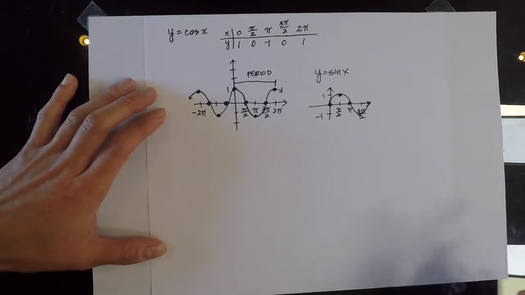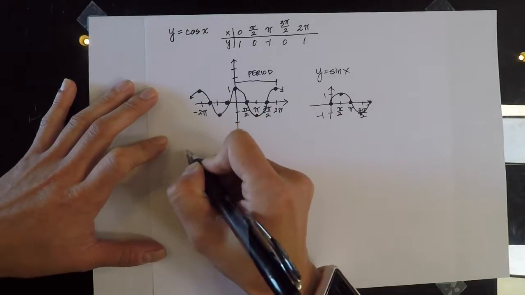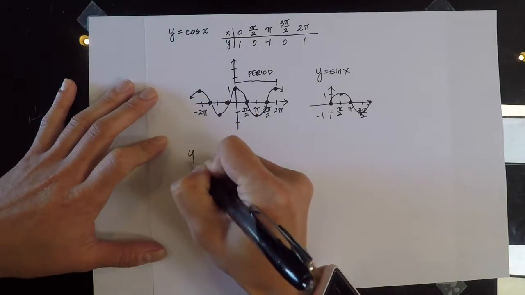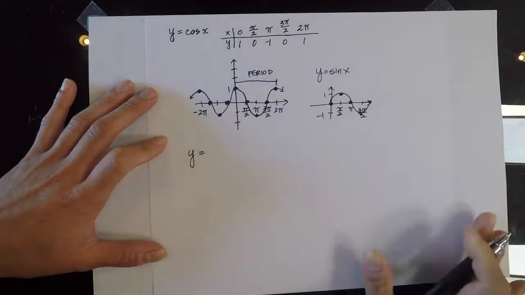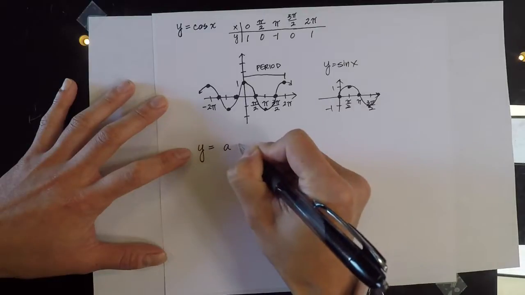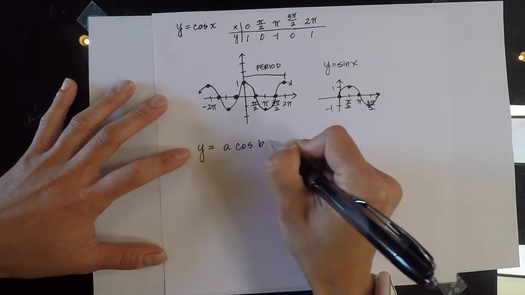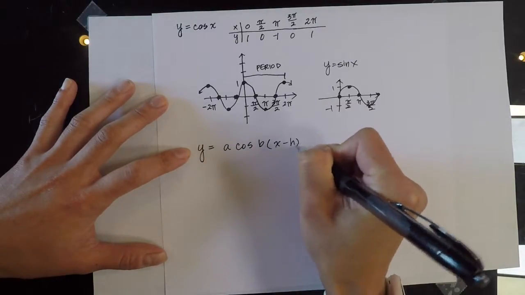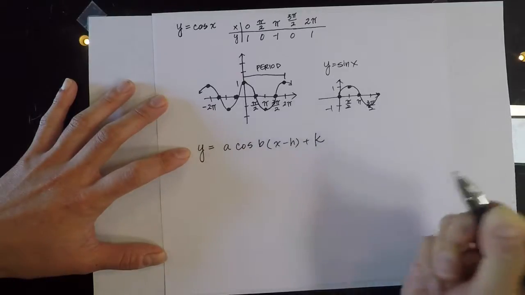Now you have a idea what a cosine graph looks like. Now let's take it to the next level. Okay, let's do a quick review again, combining all the transformations. Cosine is just like sine. A standard equation will look something like this.